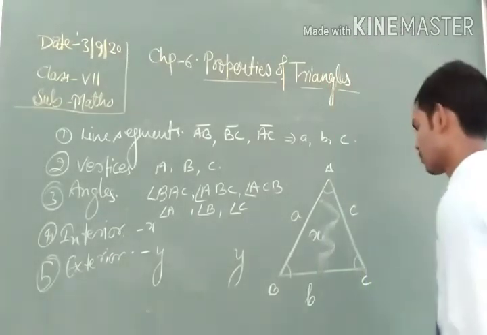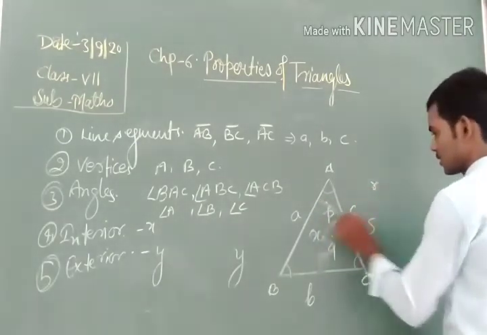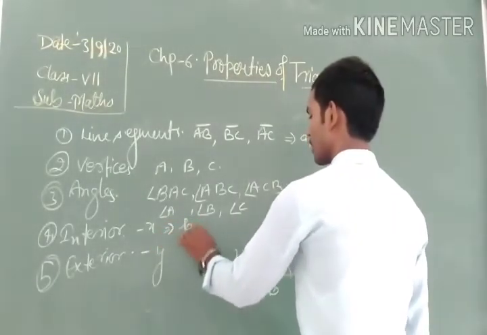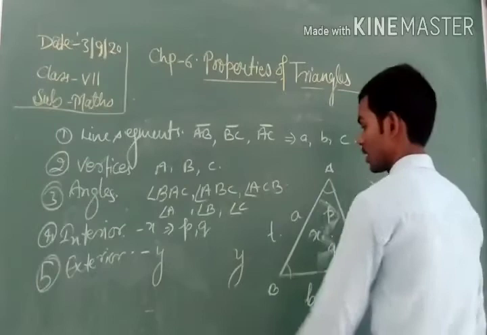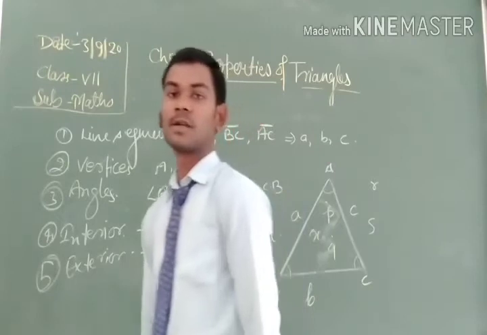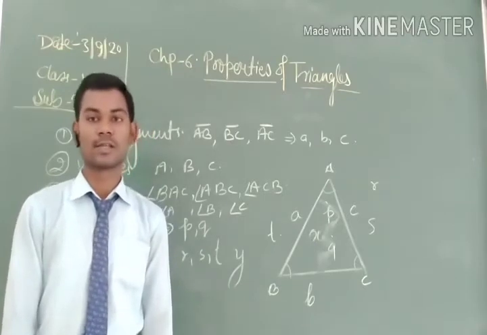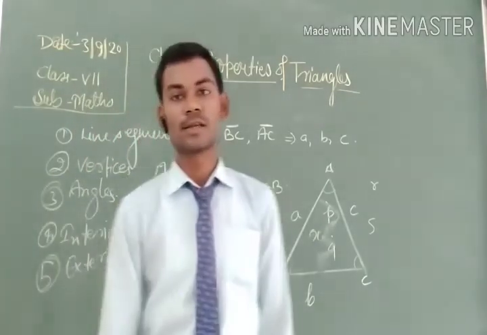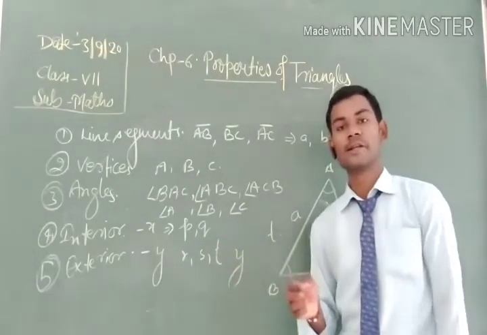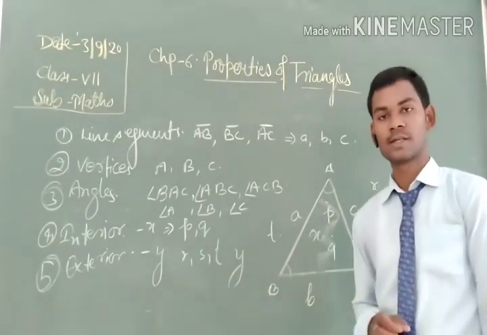So if we give some points here, that is P, Q, R, S, T, then we can see that its interior points are P, Q and exterior points are R, S, T. Because the points R, S, T lie outside the triangle, they are the exterior points, and the points which lie inside the triangle, that is P and Q, are therefore its interior points. So these are its interior and exterior.